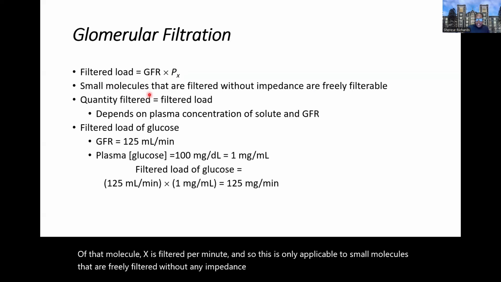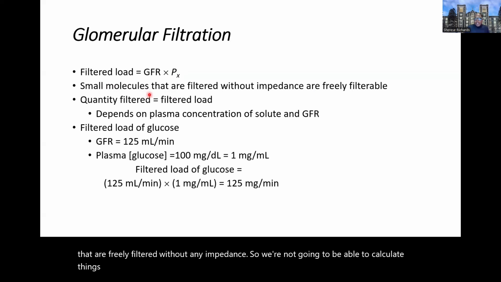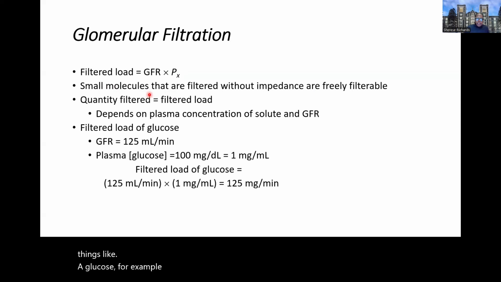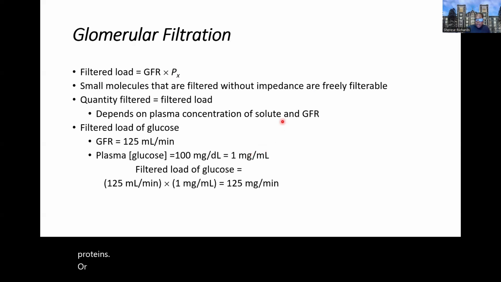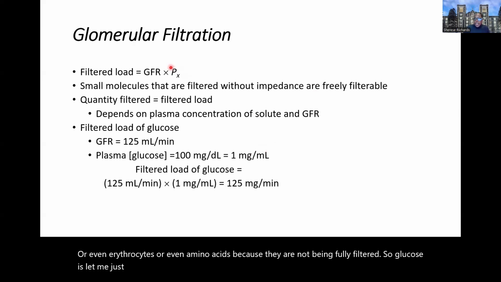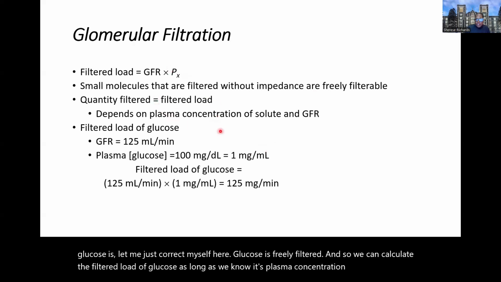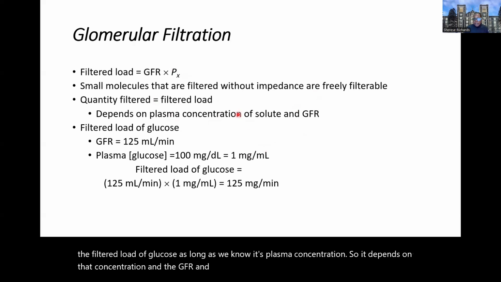So we're not going to be able to calculate things like proteins or even erythrocytes or even amino acids because they are not being freely filtered. Glucose, let me just correct myself here. Glucose is freely filtered, and so we can calculate the filtered load of glucose as long as we know its plasma concentration. So it depends on that concentration and the GFR, and we can simply multiply those two variables.